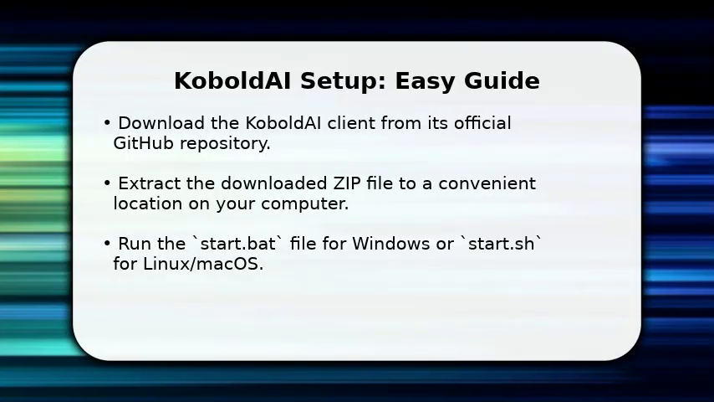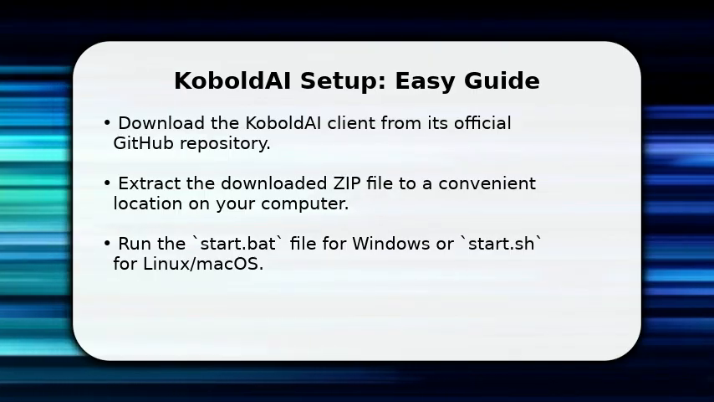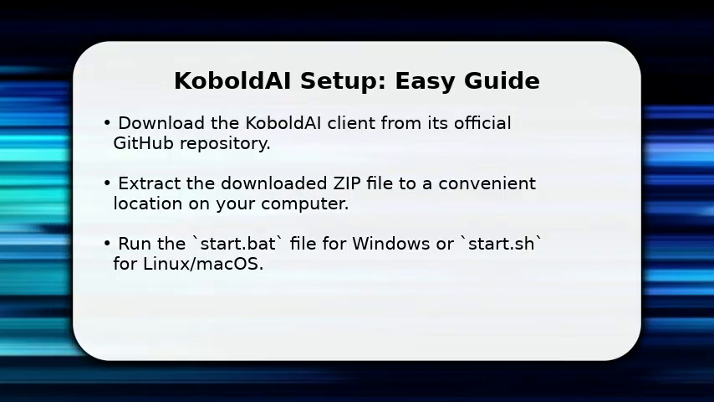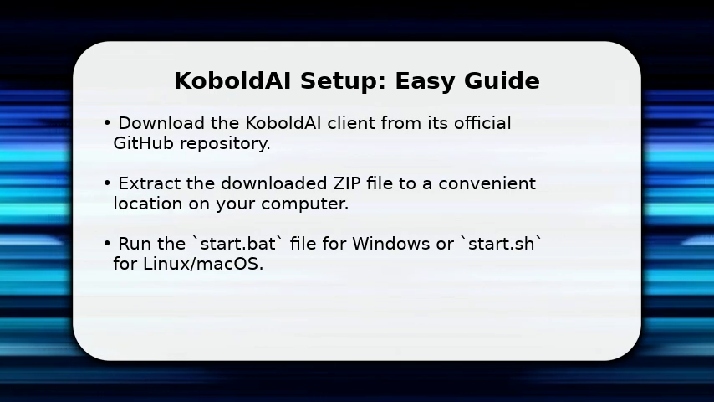In this video, I will show how to set up KoboldAI. First, navigate to the official KoboldAI GitHub page and download the latest client. Once the download is complete, locate the compressed zip file and extract its contents to a folder you can easily access. For Windows users, simply double-click the Start .bat file. If you are on Linux or Mac OS, open a terminal and execute Start .sh to begin the installation process.